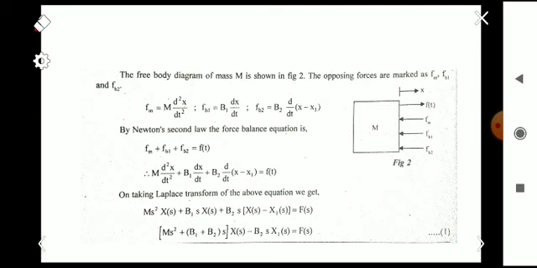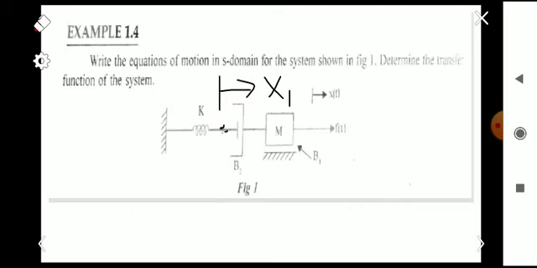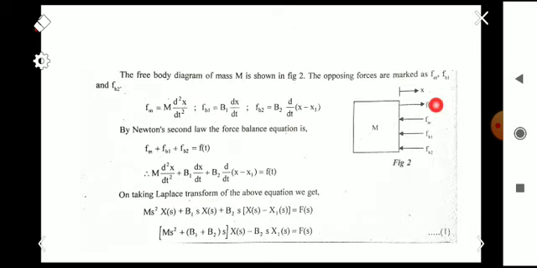First we are drawing the free body diagram of the mass m. While drawing the free body diagram of mass m, we know that the applied force is f of t, and the opposing forces are fm, then fb1, then fb2.